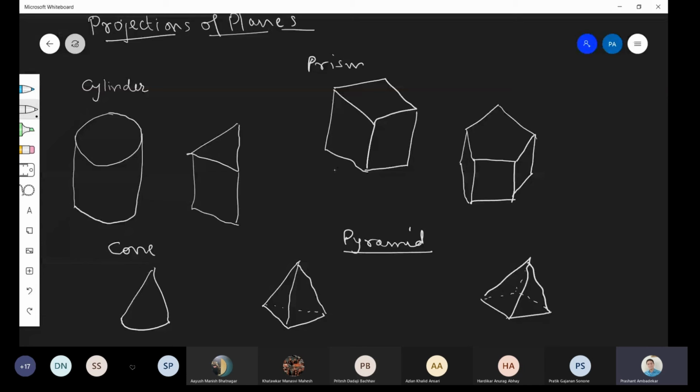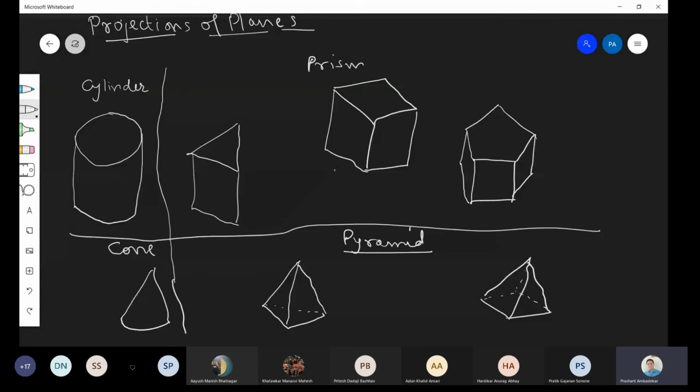Cylinder and prism fall in the category of prism. While teaching, we generally separate them like this. We make four different groups: prism group, pyramid group, cylinder group, and cone group. If I explain the projection of one prism, maybe a square prism or triangular or pentagonal prism, you will be able to extend it to other prisms also, like this hexagonal prism. If we teach it for one pyramid, you can extend it to other pyramids as well.